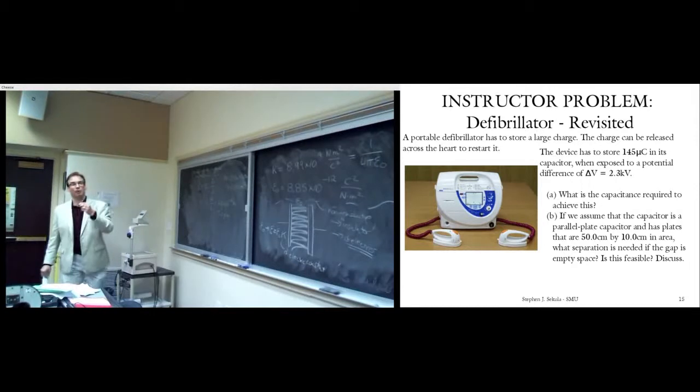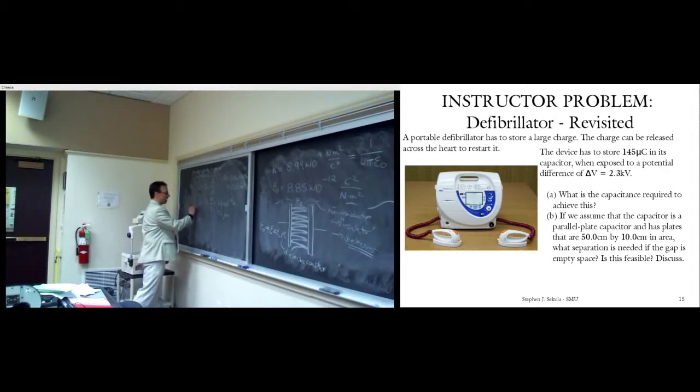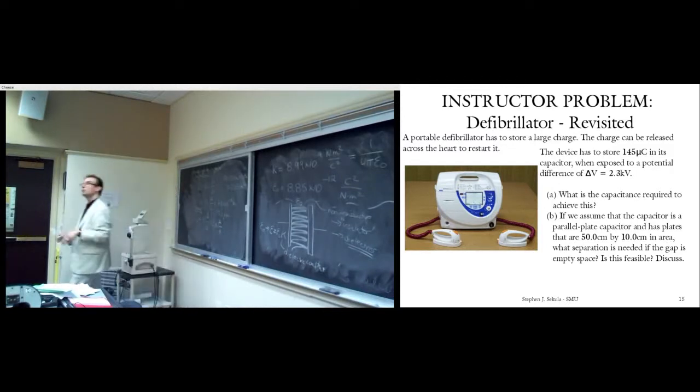So as an example, one could put ceramic inside of the parallel plate capacitor here. If I instead stick ceramic inside of this parallel plate capacitor, I modify epsilon naught A over D to epsilon A over D, which is just epsilon naught kappa A over D. So all I have to know is what's the dielectric constant kappa of the material.